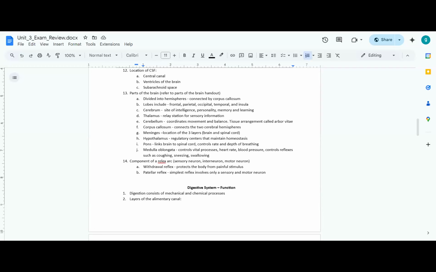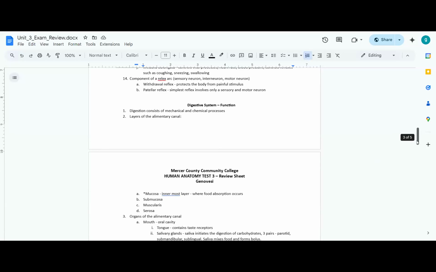Okay, we looked at some reflex arcs. And two, the withdrawal reflex, if you put your hand on a hot stove or you step on a tack. This is to protect the body from painful stimulus, from tissue damage. The patellar reflex, this is the simplest reflex. It doesn't involve an interneuron. You hit your patellar tendon with the little hammer and your leg kicks forward.